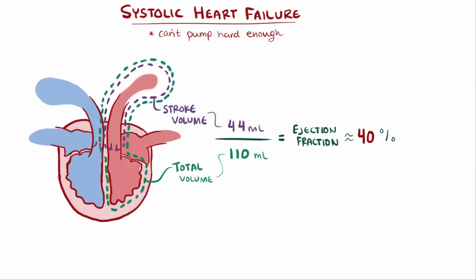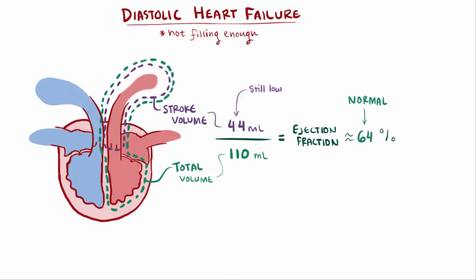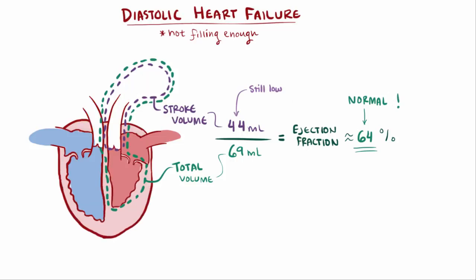Now, in addition to systolic heart failure, you've also got diastolic heart failure, which is where the heart's squeezing hard enough, but not filling quite enough. In this case, again, the stroke volume is low, but the ejection fraction's normal. How's that? Well, it's not filling enough, so there's a low total volume, say about 69 milliliters. Well, even though both are low, 44 milliliters divided by 69 milliliters is still 64%. In this situation, the failure is caused by abnormal filling of the ventricle so that the chamber doesn't get fully loaded or stretched out in the first place.